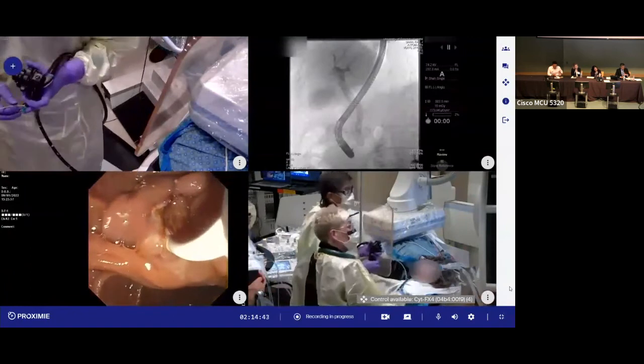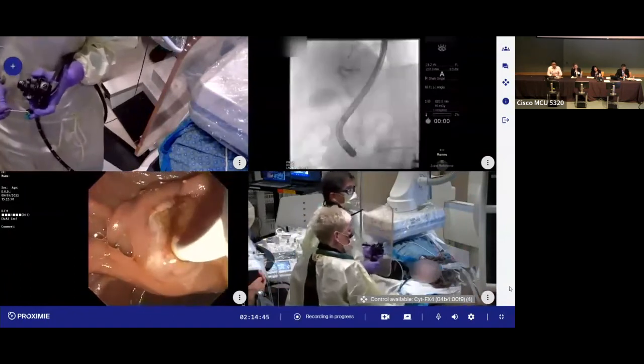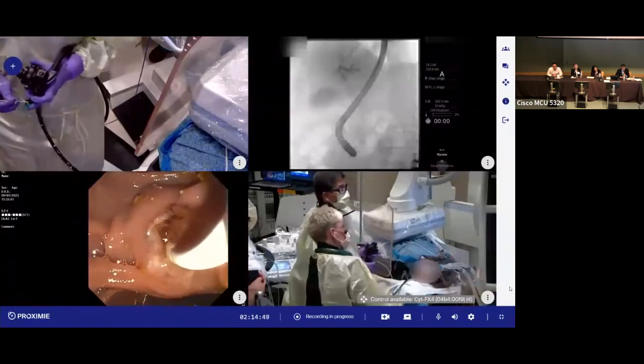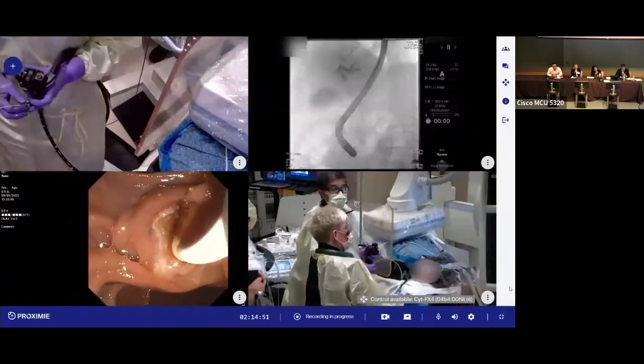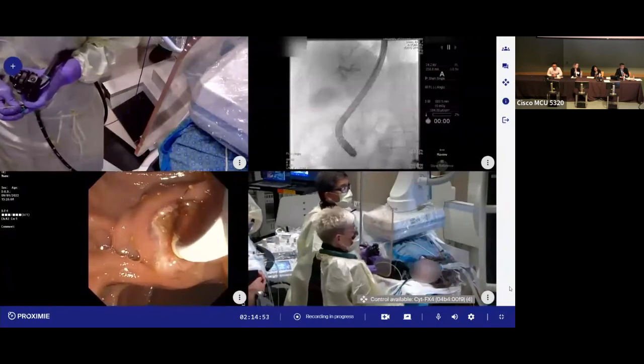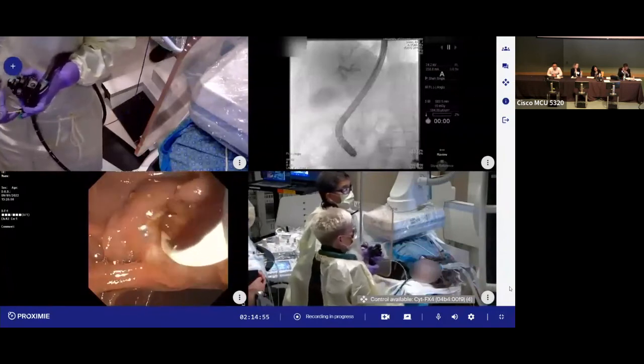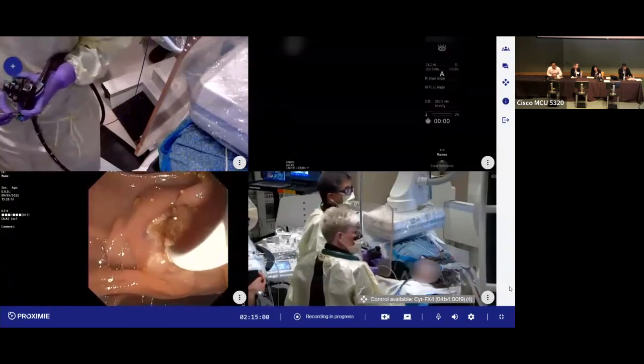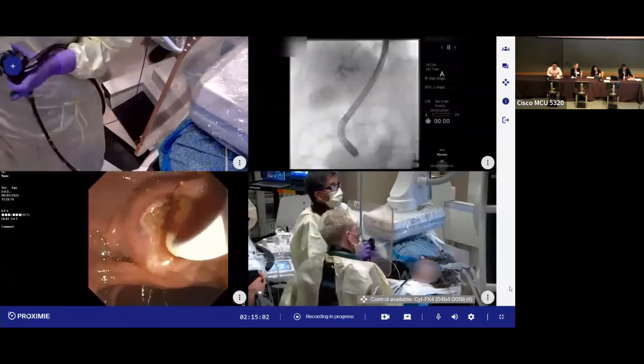SPY versus balloon dilation. I always consider balloon dilation first if it's feasible. If the stones are cuboidal or impacted, then I won't try balloon dilation. But if the stones are smaller than the duct, no matter how big they are, I generally try balloon dilation.